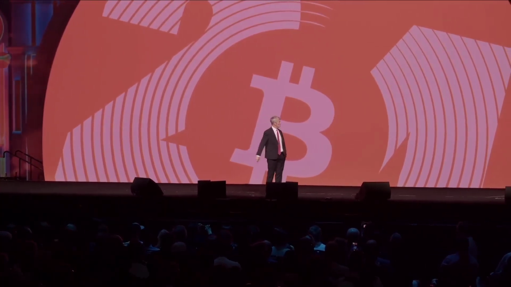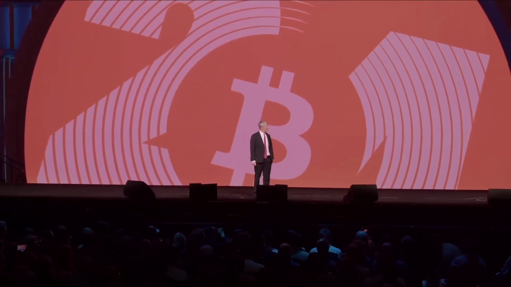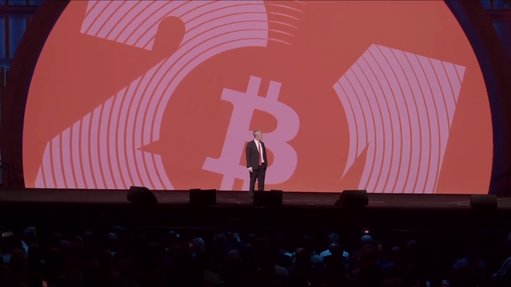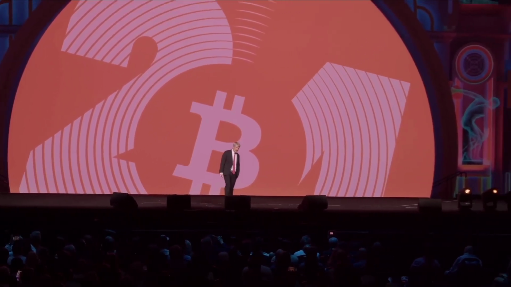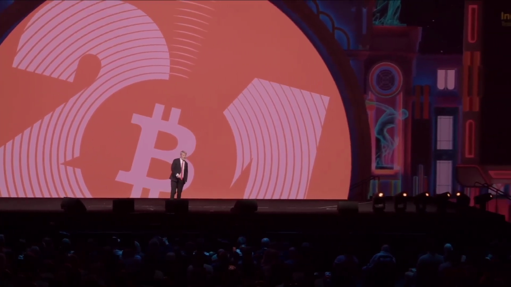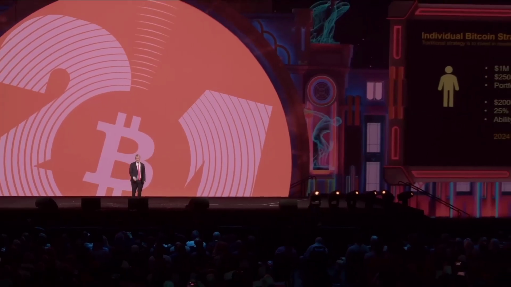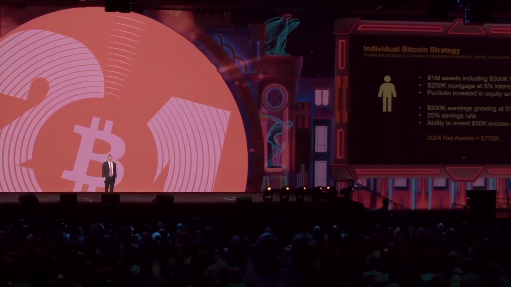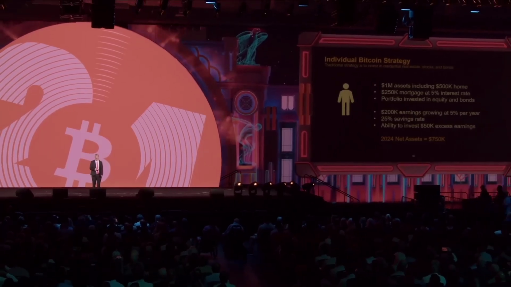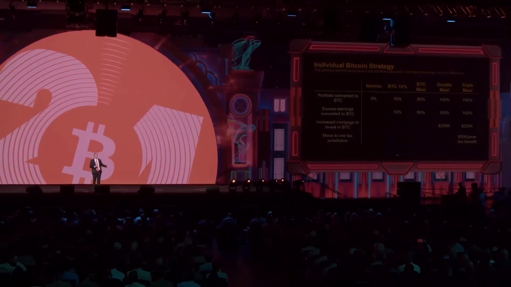So what's a typical person? Well, we actually model an individual, and we said, what if you had $750,000 in net assets, and you made 200 grand a year, and you're going to make 5% more every year, and you got a savings rate of 25%, and you can invest $50,000 a year. Well, there's a lot of strategies. You could be the normie and do a normal strategy, diversified portfolio. You can be a 10%er, and you can put 10% of your assets into Bitcoin. You can be a BTC Maxi and put 80% of your assets and put 80% of your earnings into Bitcoin.